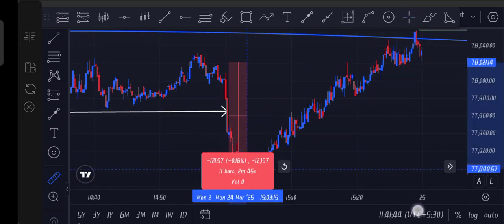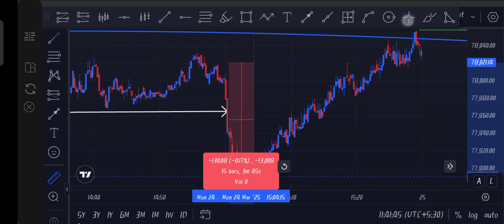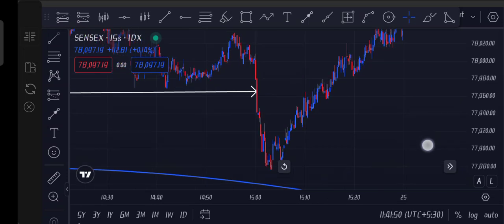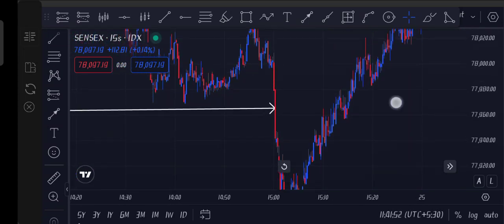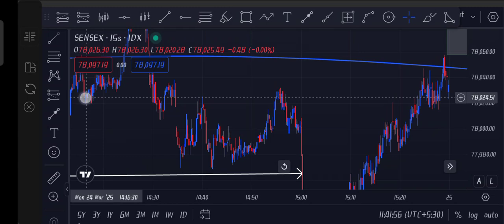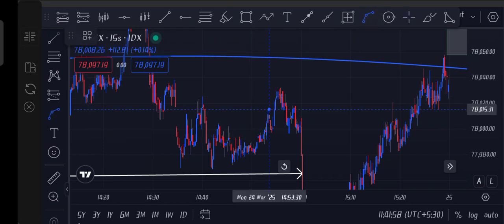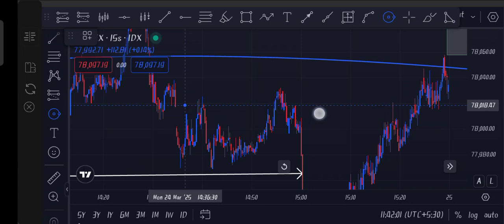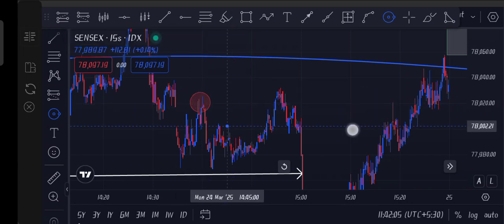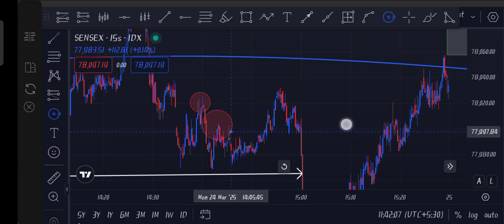Mostly 100 to 180 points, 180 points captured, and he takes all the stop losses. Firstly he traps the people, he traps the traders, he traps here, also traps here. This is trapping, game trapping.